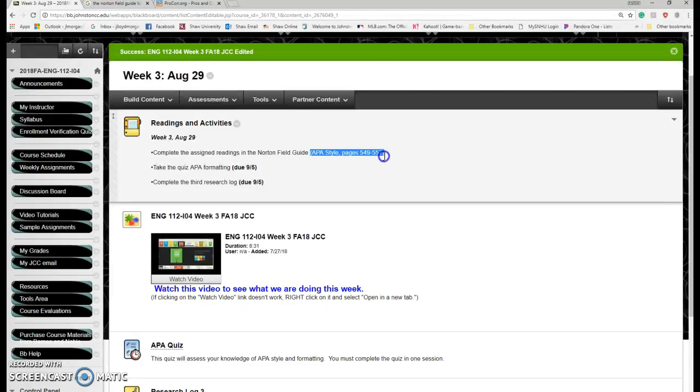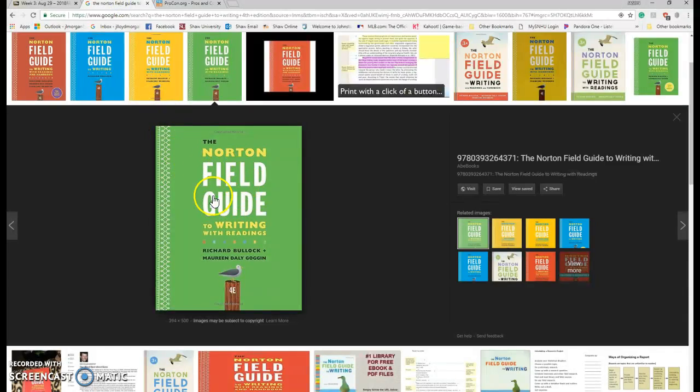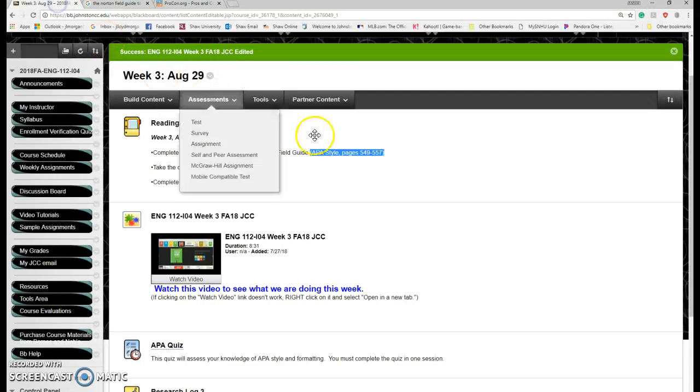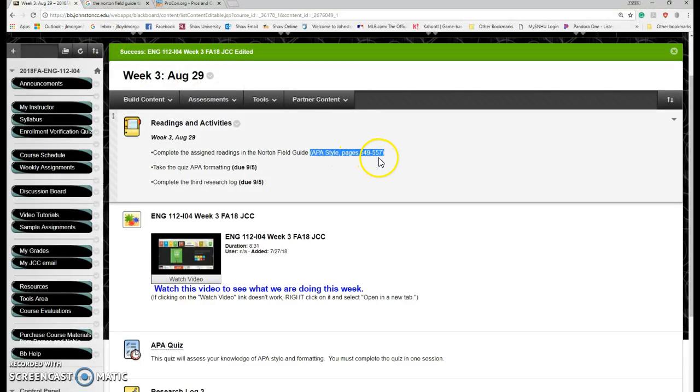And there are a lot of resources here to help you. First, in the Norton Field Guide, which, for those who missed last week, you should have. This is it, the Norton Field Guide. This is the book you need to have. Inside this book, there is information that will help you. Pages 549 through 557 help you with APA style.